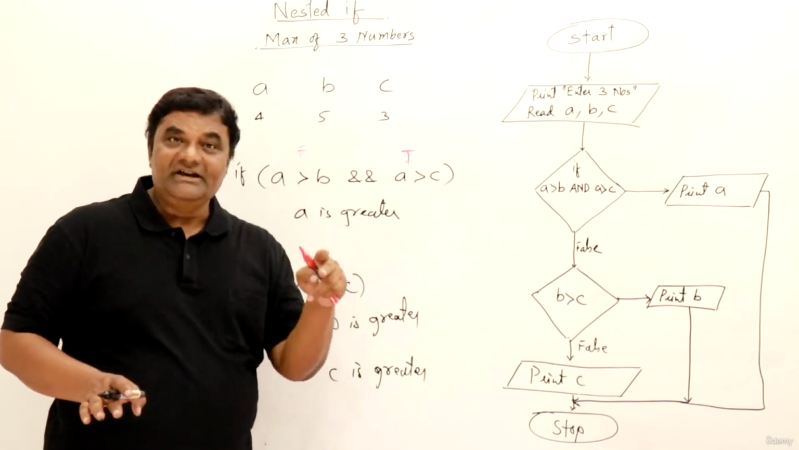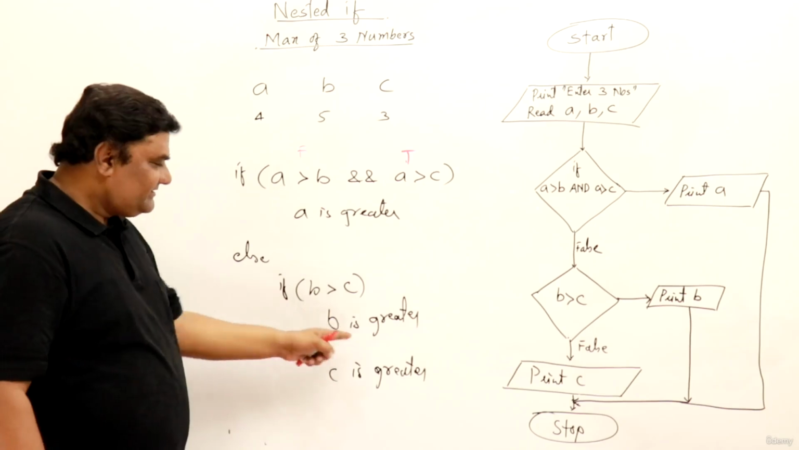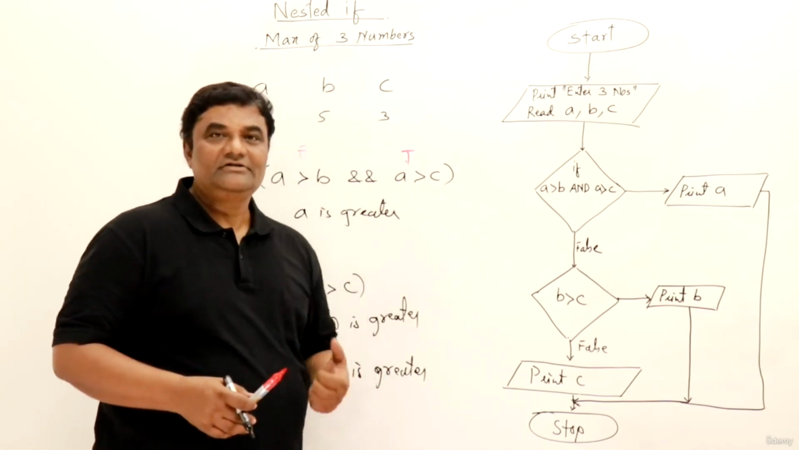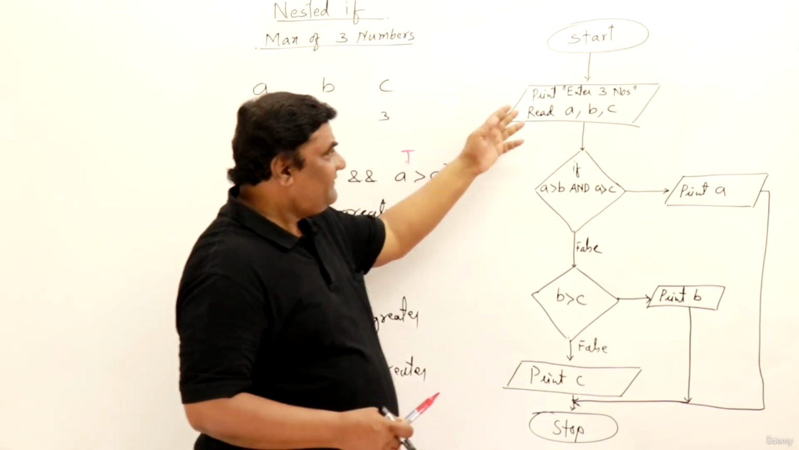So who are remaining? B and C. If B is greater than C, B is greater. Otherwise, C is greater. So this is how we can check the greatest of three numbers. So already I have a flowchart here.